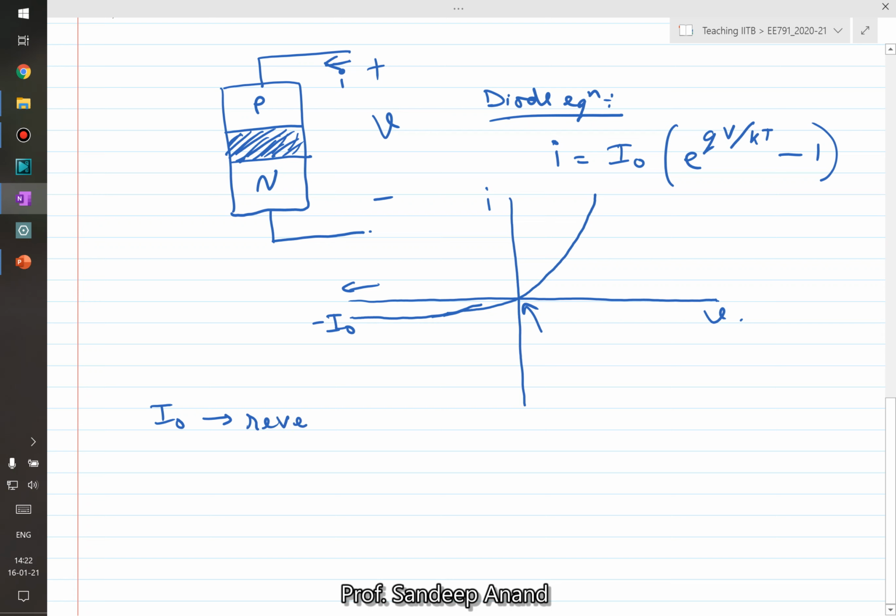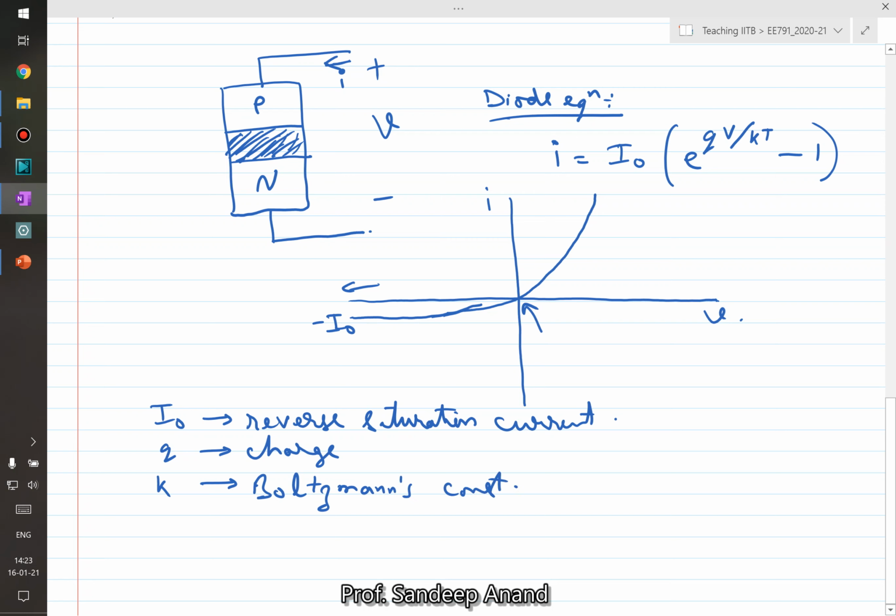Or rather, a reverse saturation current, which implies that if you give a very large negative voltage, before obviously it breaks down, if you give a voltage which is less than the breakdown voltage but large enough, then the current that flows is the reverse saturation current. q is the charge, k is the Boltzmann constant, and T is temperature in Kelvin, right?